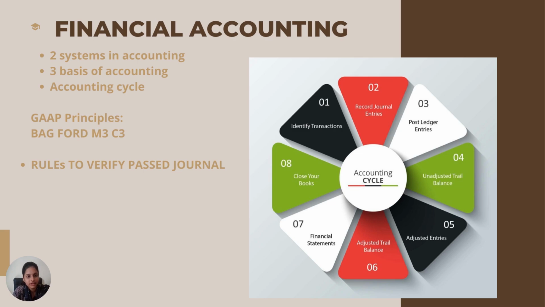And then moving on to financial accounting, we saw the two systems in accounting, which are single entry and double entry systems. The single entry system maintains only credit or debit, whereas the double entry system maintains both credit and debit tracks. And we saw the three bases of accounting, which are cash, accrual, and mercantile.